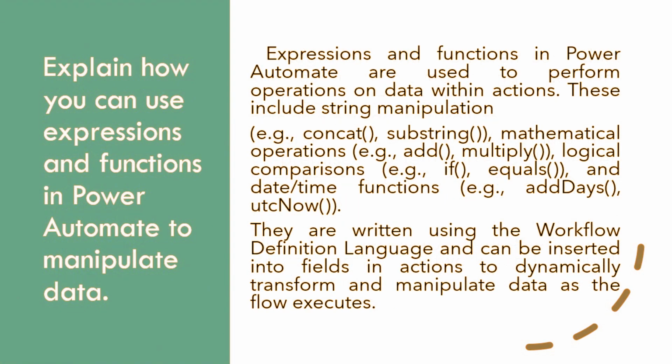Explain how you can use expressions and functions in Power Automate to manipulate data. Expressions and functions in Power Automate are used to perform operations on data within actions. These include string manipulation, for example concat, substring; mathematical operations, for example add, multiply; logical comparisons, for example if, equals; and date-time functions, for example addDays, utcNow. They are written using the workflow definition language and can be inserted into fields in actions to dynamically transform and manipulate data as the flow executes.